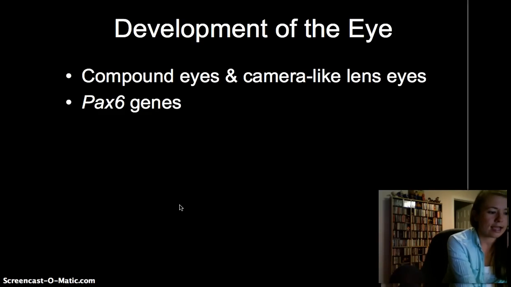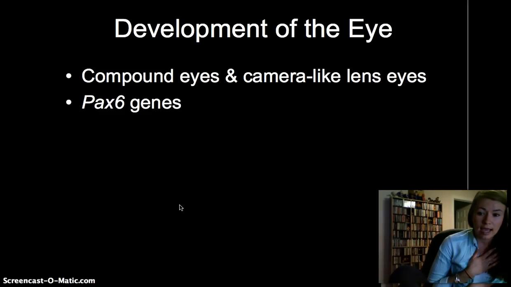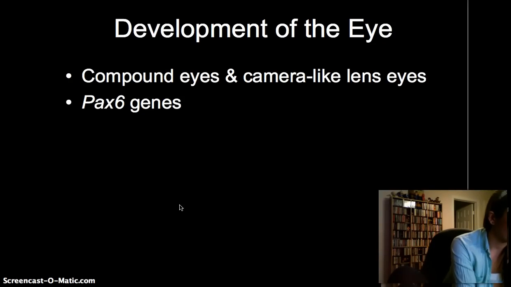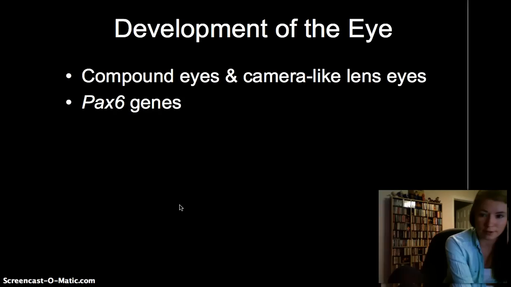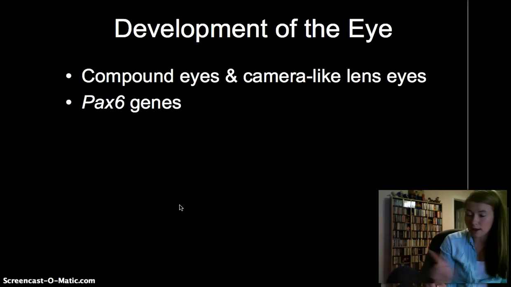The thing is that we have camera-like lens eyes, but there are other living things like flies, crabs, and other arthropods that have compound eyes, but they are much more closely related to squid and octopi than we are. But squid and octopi also have camera-like lens eyes. So that's saying something about convergent evolution.